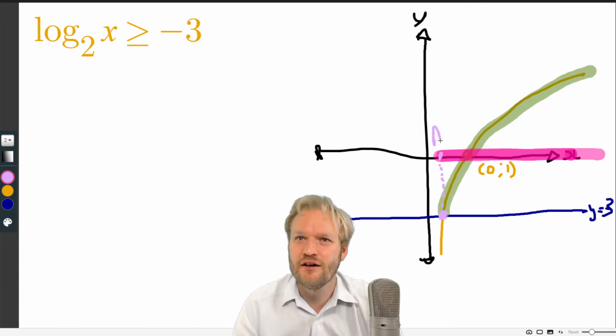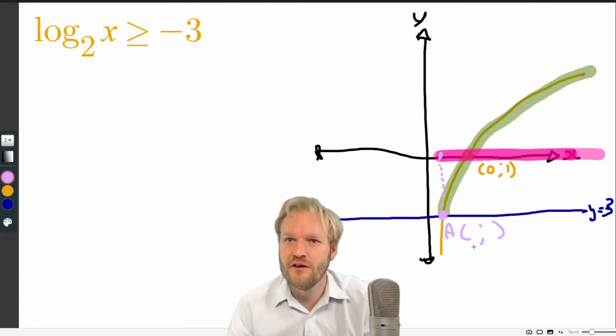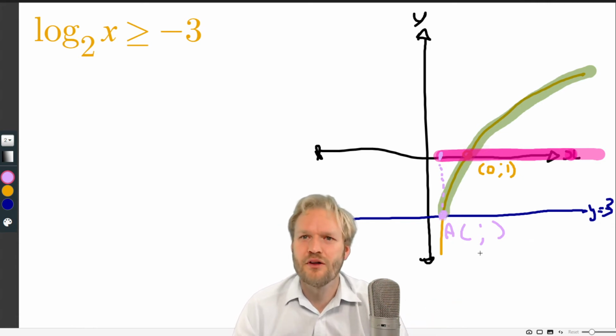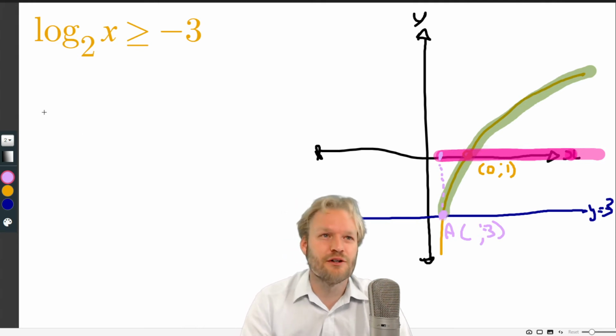So this point here, let's call it A. A is not sitting up there, A is sitting down here. Then we're good to go, because then we'll describe all the x values greater than that. So what do we know about point A? Well, we know the y value is negative 3. How do we find out the x value?